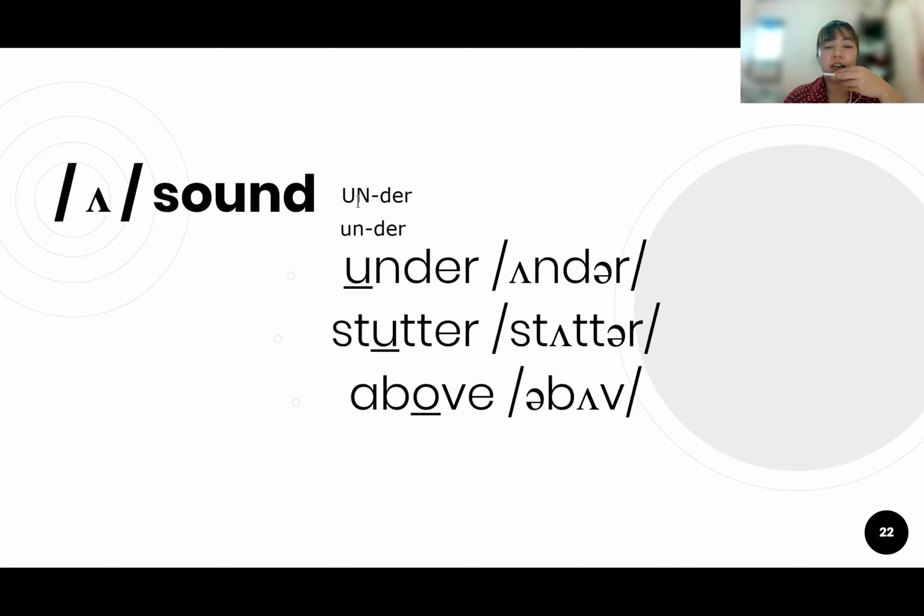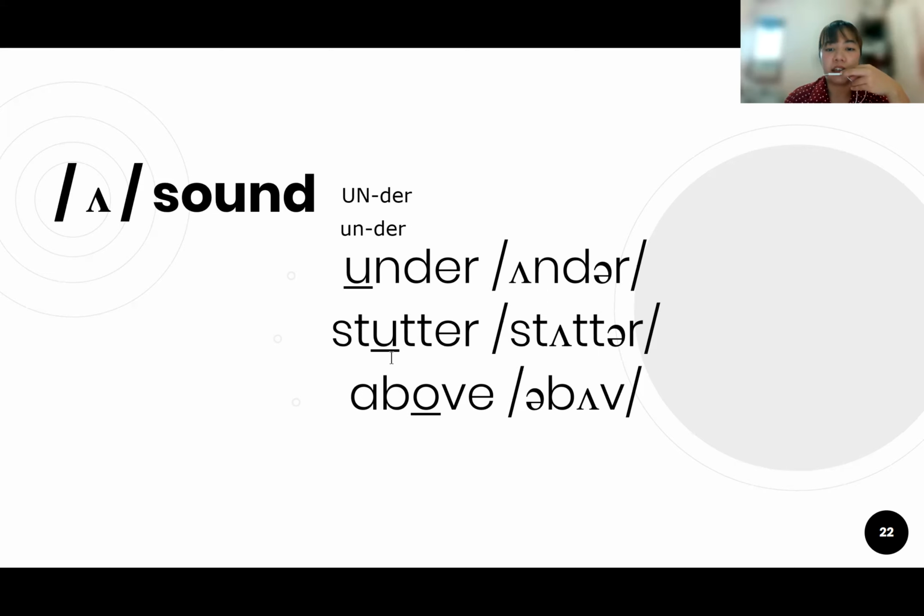Since the sound falls here on the stressed first syllable, the letter U produces the sound, so we make use of the inverted V because it's under the stressed syllable. And then in the syllable der, the letter E produces the schwa sound, but the E here falls under the unstressed syllable. That is why we make use of the schwa and not the inverted V.